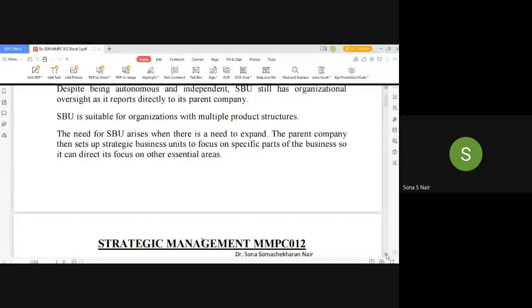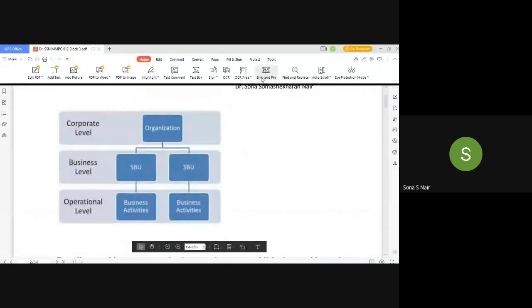Okay, let us look at this. Like, for example, if it's a corporate level organization, it has two different strategic business units. Possibly they are manufacturing a different product, or they are working in a different geographical area, anything. Or maybe the customer groups are different. Like, for example, in the banking sector, you might have a retail banking division and a corporate banking sector. Okay, so anything can be a strategic business unit as far as it is autonomous and taking its own decisions.